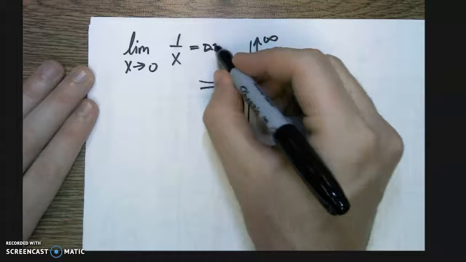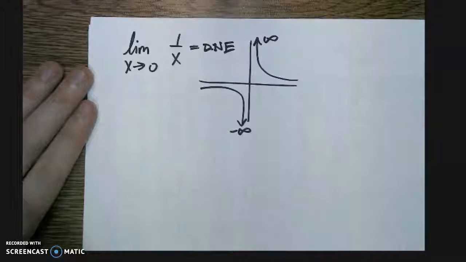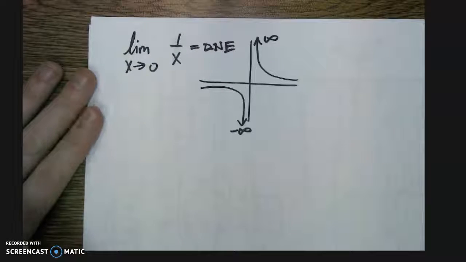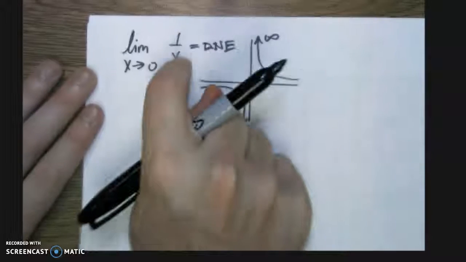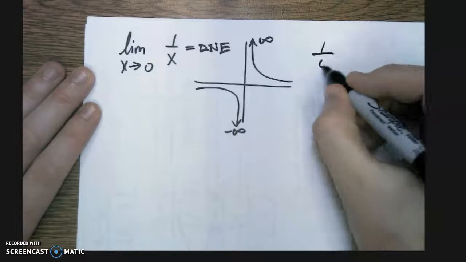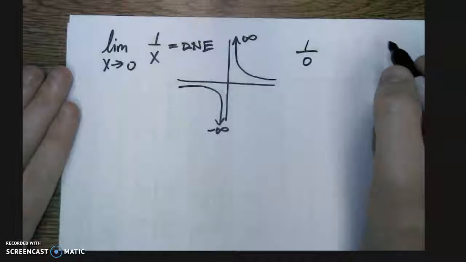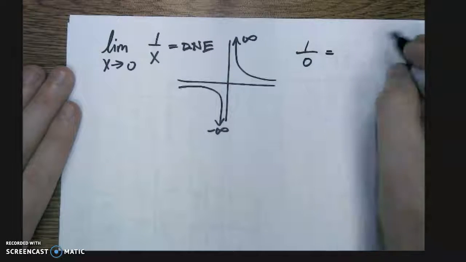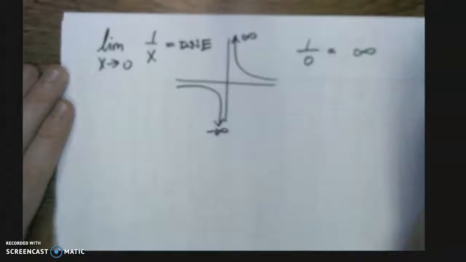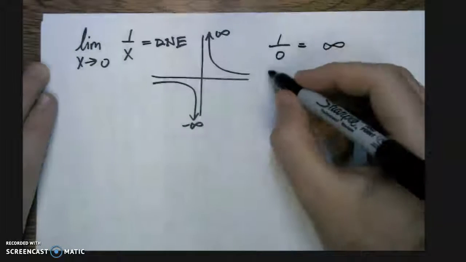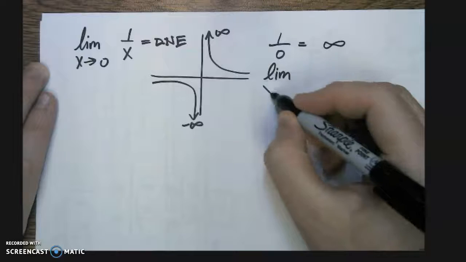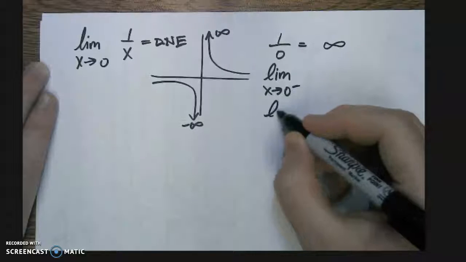We also could test this without a graph. If you know that you have 0 in the denominator, and you can't get rid of it, then you know it's going to be infinity of some kind. You just have to figure out which one. So what you have to do is test the left and test the right.